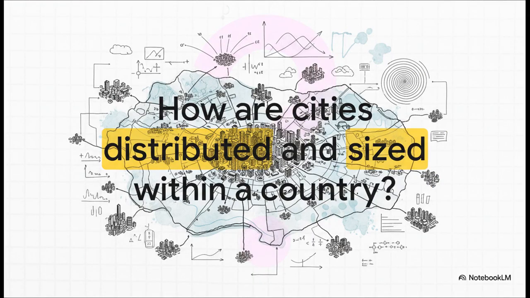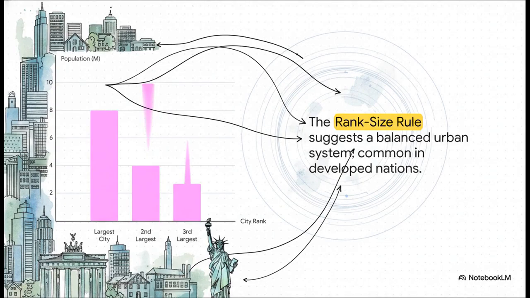So what's so fascinating is that the ways cities are spread out across a country, their size, their spacing, it's not random at all. Nope. Geographers have actually found these really clear patterns, these rules that explain the whole urban hierarchy. In a lot of developed countries, you see something called the rank size rule. And it's pretty straightforward. The second biggest city is about half the size of the biggest, the third is about a third of the size, and so on down the line. When you see this pattern, it usually suggests a pretty healthy, balanced urban system where goods and services are distributed pretty well across the country.